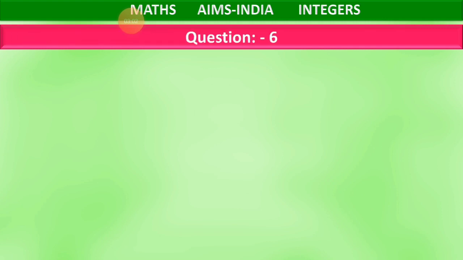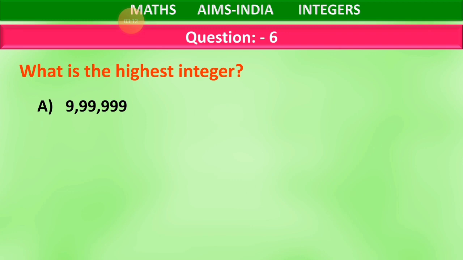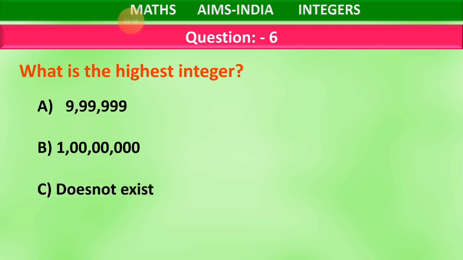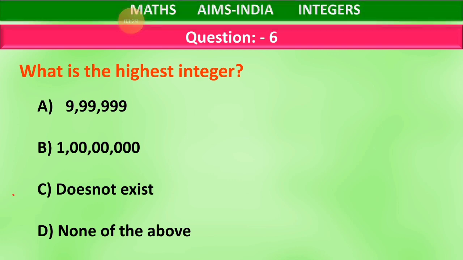The next question is, what is the highest integer? Among the integers we know what is the highest integer. Option A 9,99,999. Option B 1 crore. Option C does not exist. Option D none of the above. What do we know about the highest integer? We know that the highest integer does not exist.